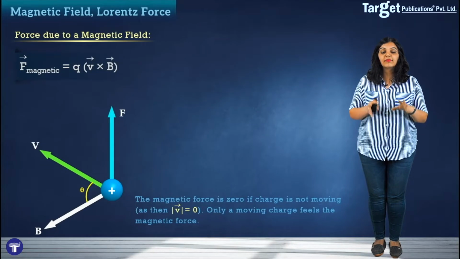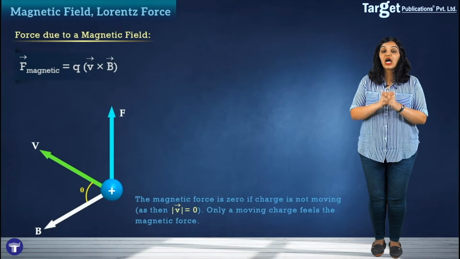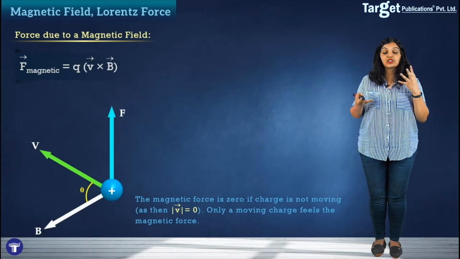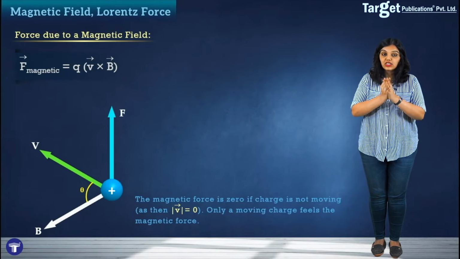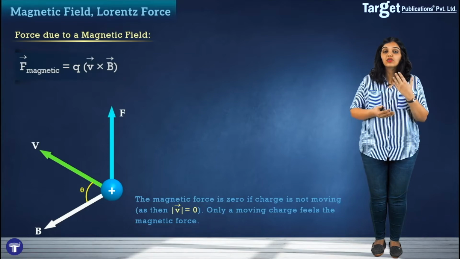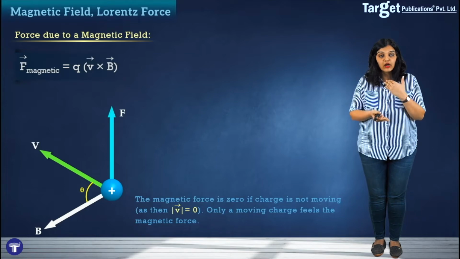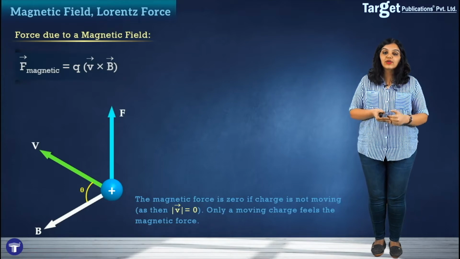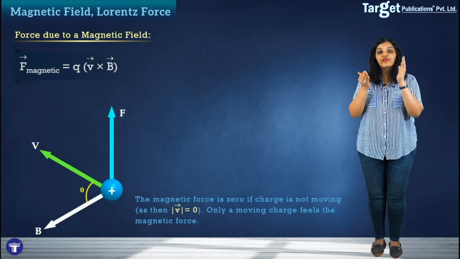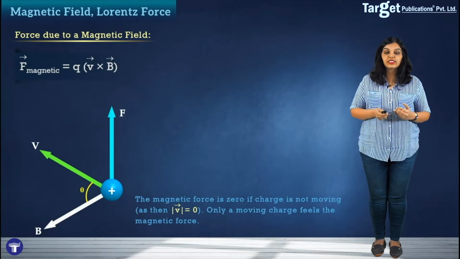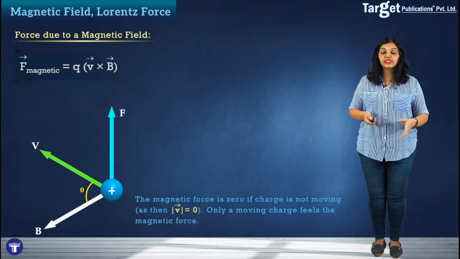Now remember that the magnetic force is 0 if the charge is not moving. So magnetic field does not exert a force on a stationary charge. Now that you have seen the formula, this is obvious, because if the charge is not moving, then the magnitude of V is 0, and from the equation you can see that the force on such a charge will come out to be 0. So only a moving charge feels the magnetic force.